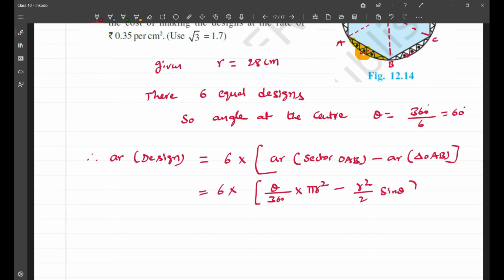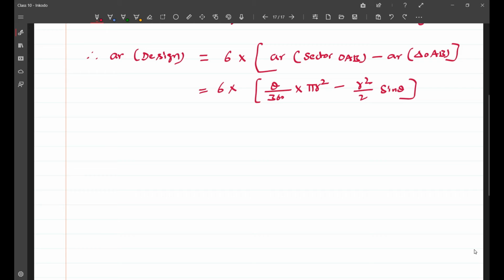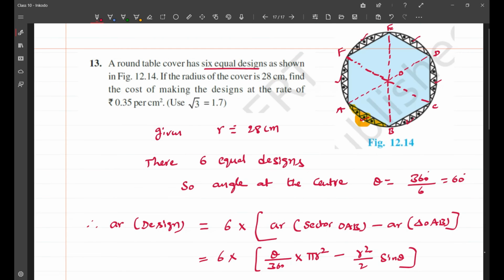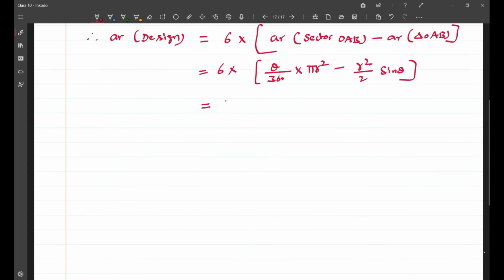Now let's put the values of theta and radius. 6 multiplied by 60 upon 360 multiplied by 22 by 7 into r square, that is 28 square, minus 28 square by 2 sine 60 degree.